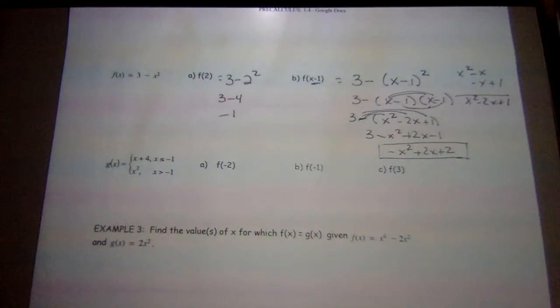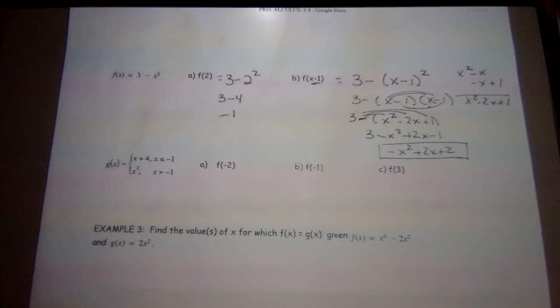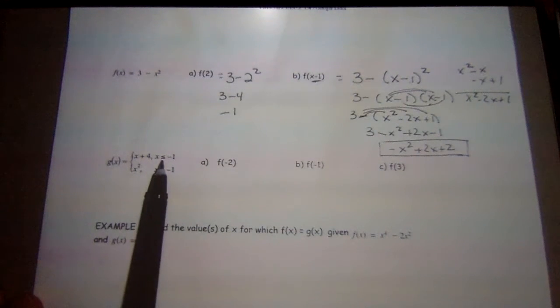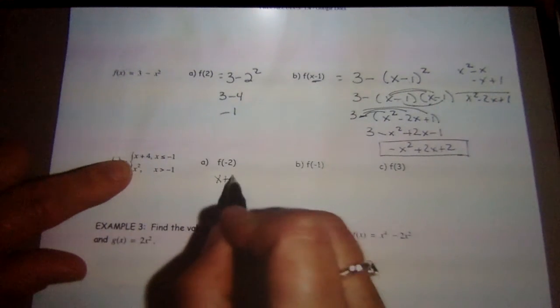Then we have piecewise functions. I want to find what is f of negative 2. Do I plug it into both of them? No, you find out where this negative 2 falls. Is it less than negative 1 or is it bigger than negative 1? It's less, so you use this top equation here.